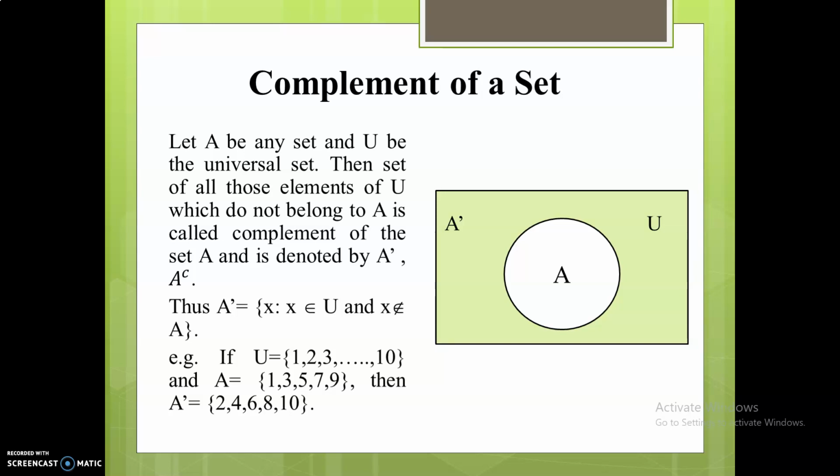Example, if U is equal to 1, 2, 3 up to 10 and A equal to 1, 3, 5, 7, 9, then what is A complement? That is denoted by A dash. You have to see the elements in U which are not in A, right? So you will write 2, 4, 6, 8, 10. So these are the elements which will be in the A complement.